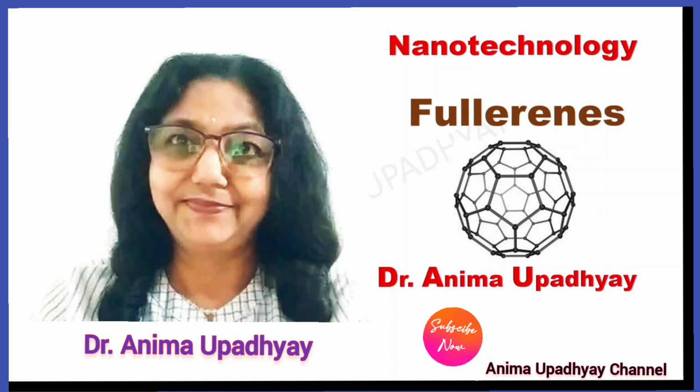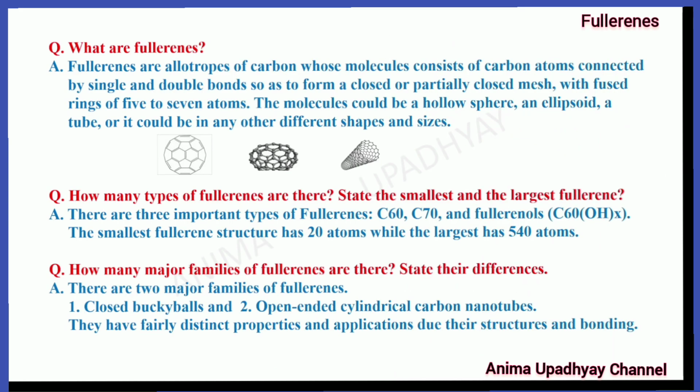So let's begin with today's topic, the fullerenes. What are fullerenes? They are allotropes of carbon whose molecules consist of carbon atoms connected by single and double bonds so as to form a closed or partially closed mesh with fused rings of 5 to 7 atoms. They could be of shape of a hollow sphere, an ellipsoid, a tube, or any other different shapes and sizes, as you can see in the figure below.